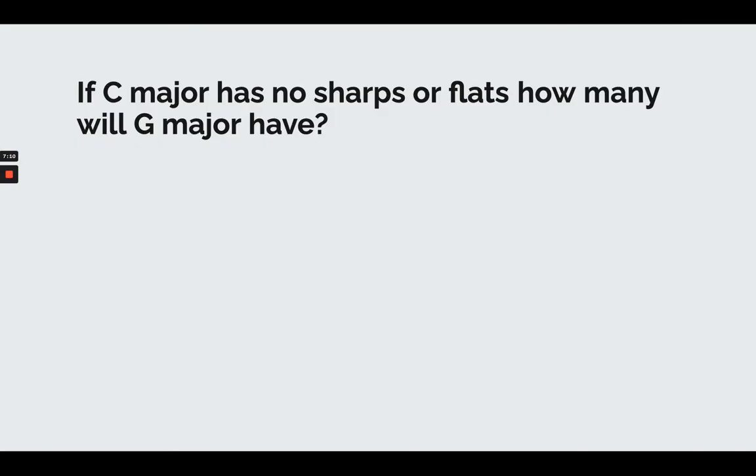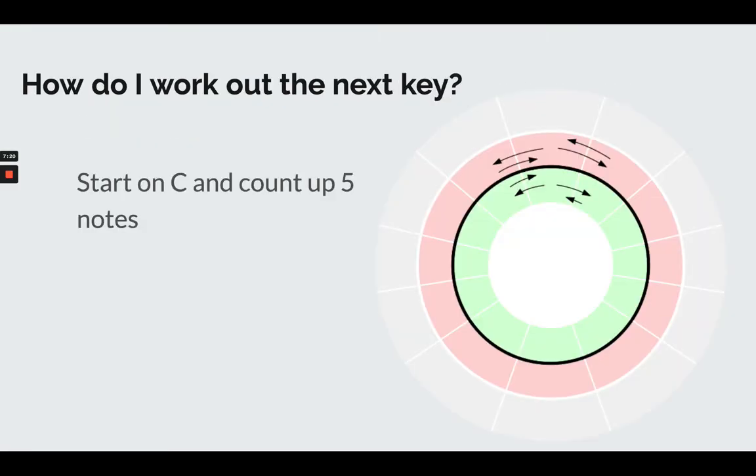Okay, so I want you to think about this. If C major has no sharps or flats, how many will G major have? Let's go back to our circle of fifths. If C major at the top here has no sharps or flats, how many will G have? Bearing in mind, this goes up in equal amounts of sharps. Take some time to pause the video here and see if you can work out how many sharps are in G major.